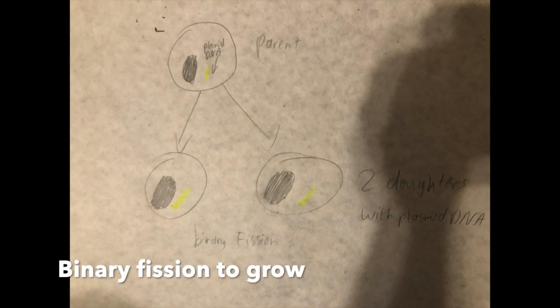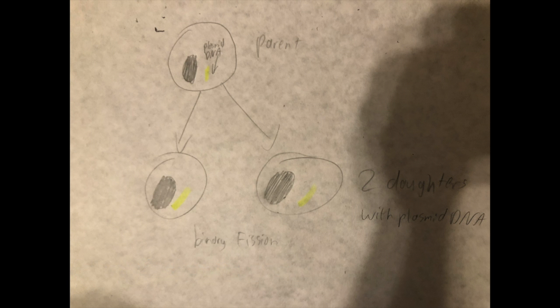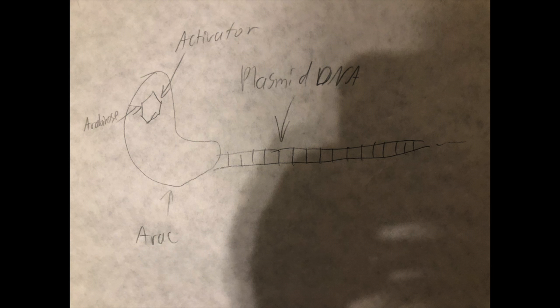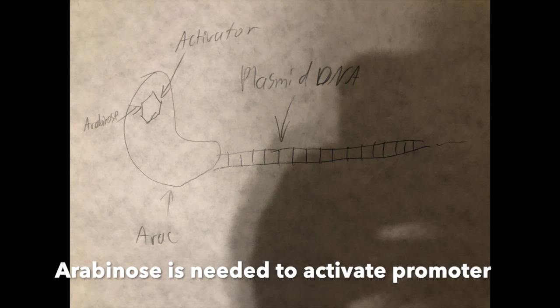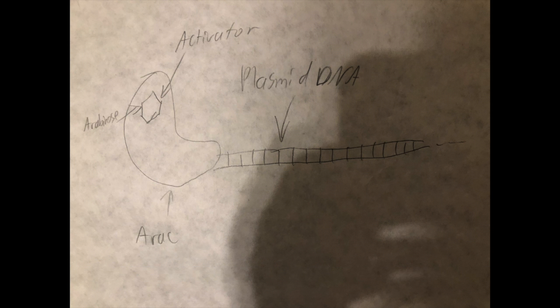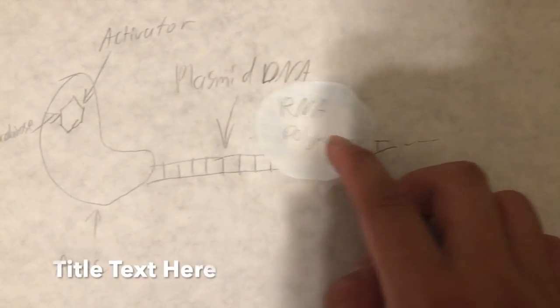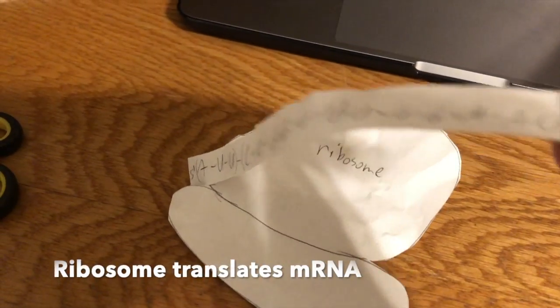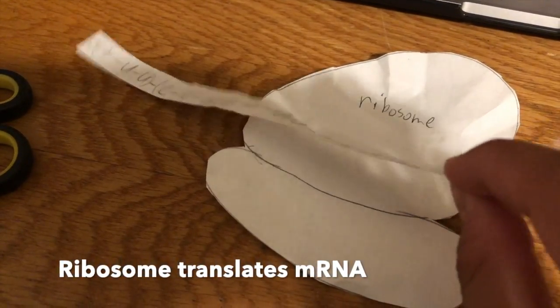In this time, the plasmid DNA also replicates and now has created 2 bacteria with the plasmid DNA. The plasmid DNA then goes through transcription and the gene is on its way to be expressed. To start transcription, arabinose is needed to activate the promoter protein, RSE. Then, like most other life, RNA polymerase binds to the promoter and creates an mRNA strand all on its own. The mRNA then travels to the cytoplasm of the cell, where it finds ribosomes and translation occurs.